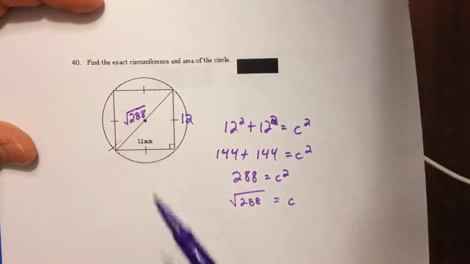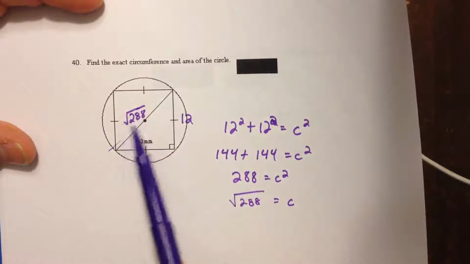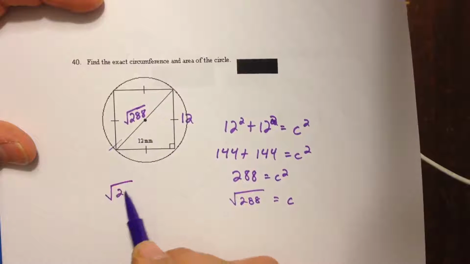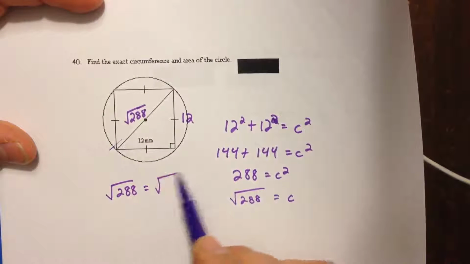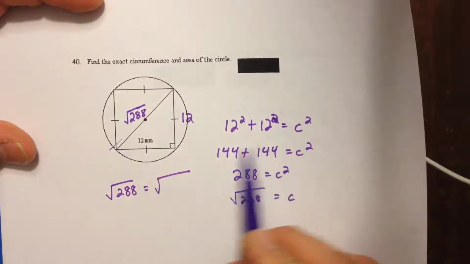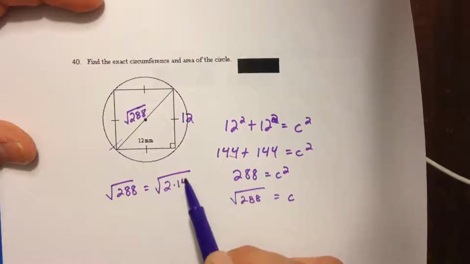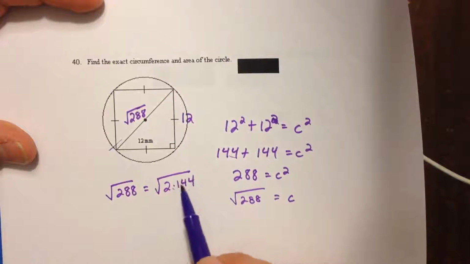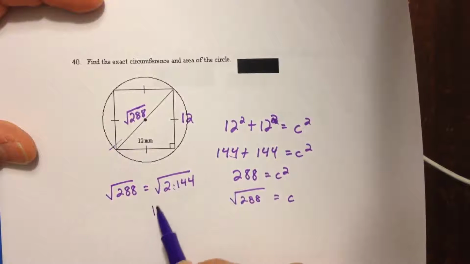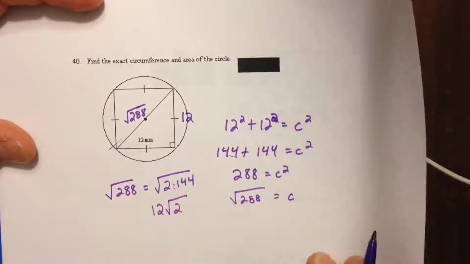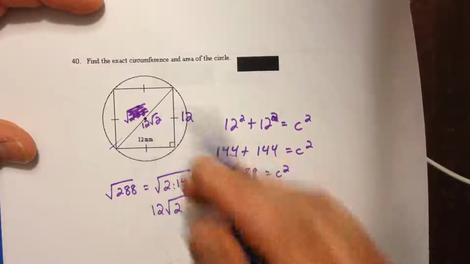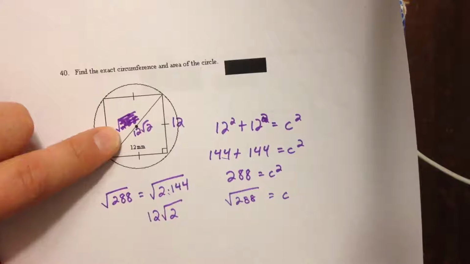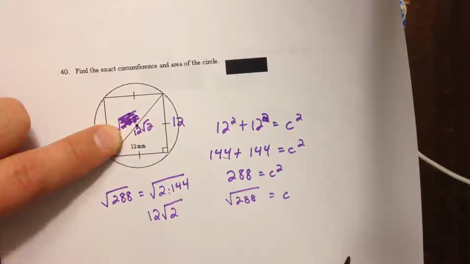So, we could leave it like this, but we also could reduce it, because if this is going to be a multiple choice question, it's going to be in reduced form. So if you remember how to reduce this, this is 2 times 144, and we know that radical 144 is 12, so this is 12 radical 2. So that's a better way to look at that. So we know that the diameter is 12 radical 2.